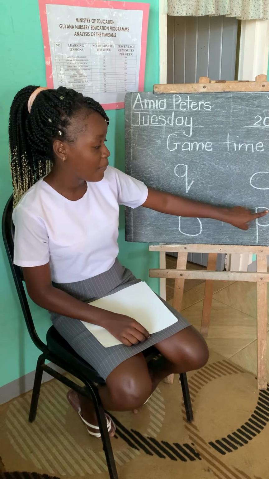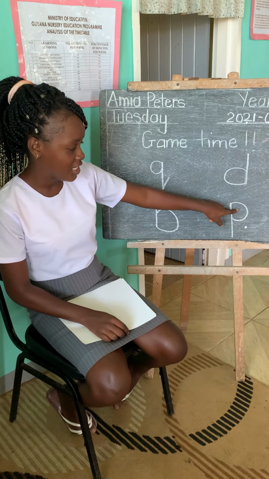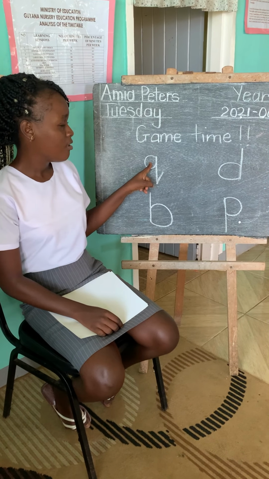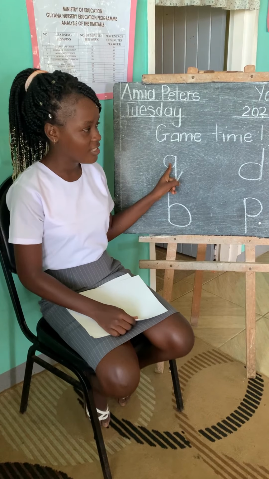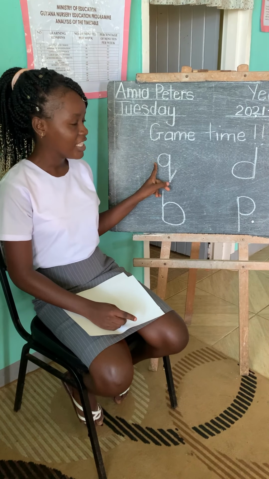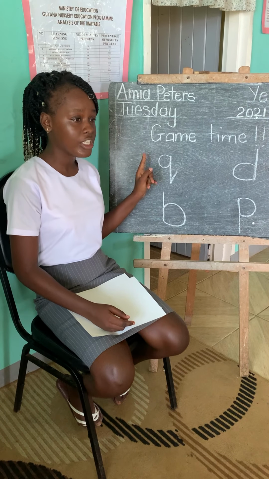This is the letter P. But Gregory did not touch this letter. Did he touch this letter here? No, he did not touch this letter. And can anyone tell me what letter is this? The letter Q. Very good, children.